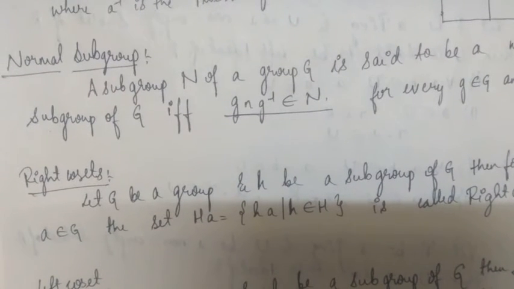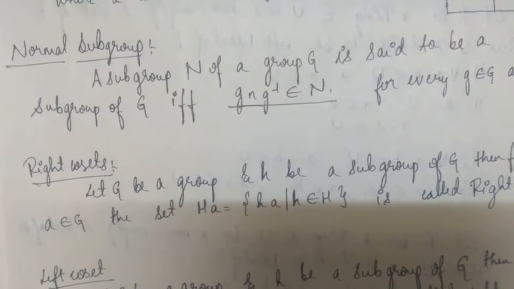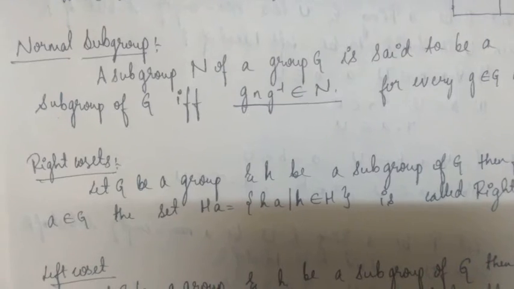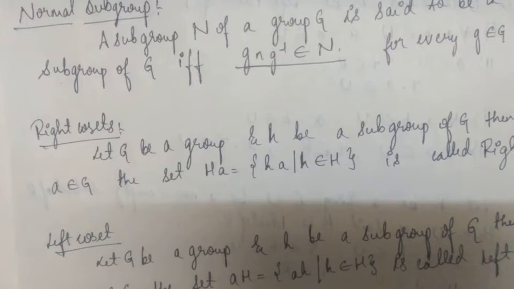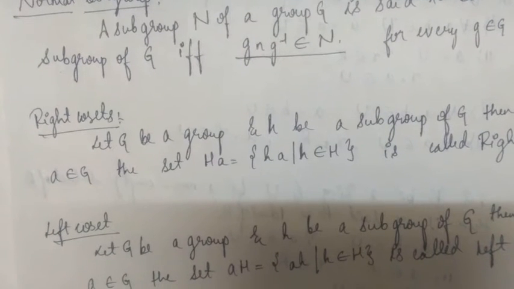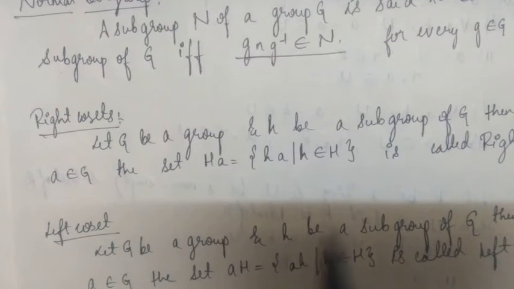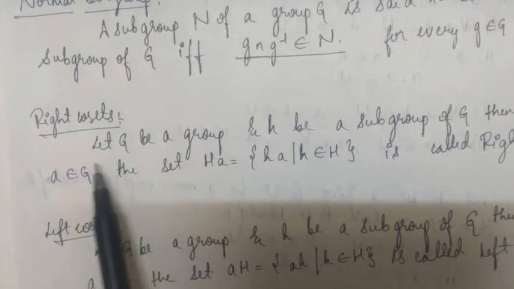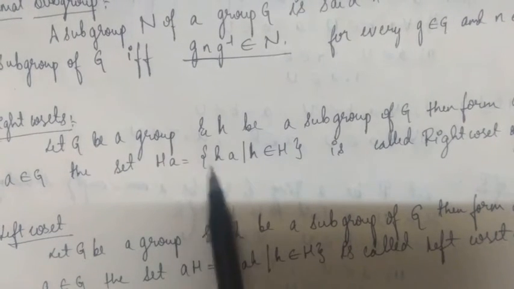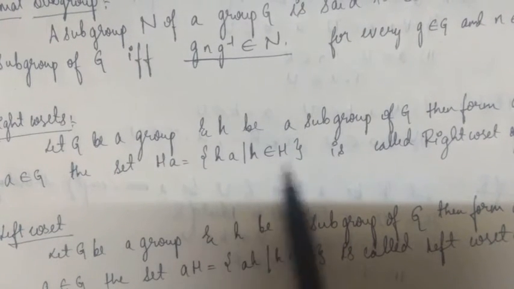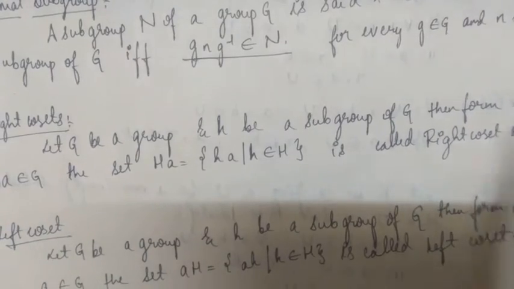In that normal subgroup, we get cosets as I mentioned a few minutes earlier. Now let's see what cosets are and what their types are. Firstly we have right cosets. Let's jump on to the definition. Let G be a group and H be a subgroup of G, then for any a belongs to G, the set Ha, that is the elements ha for all h belongs to H, is called a right coset.